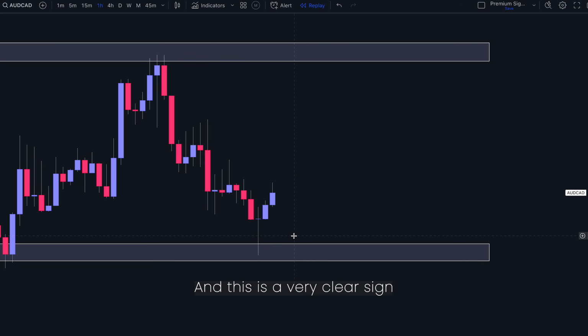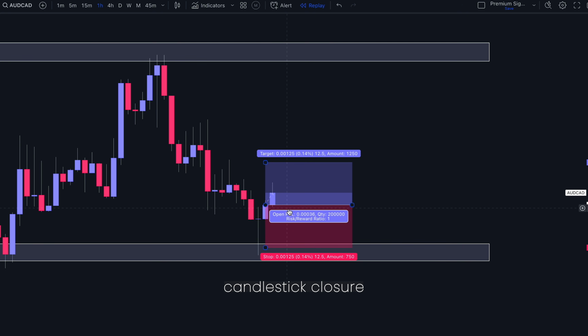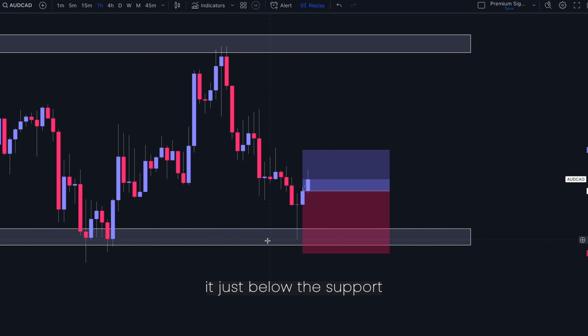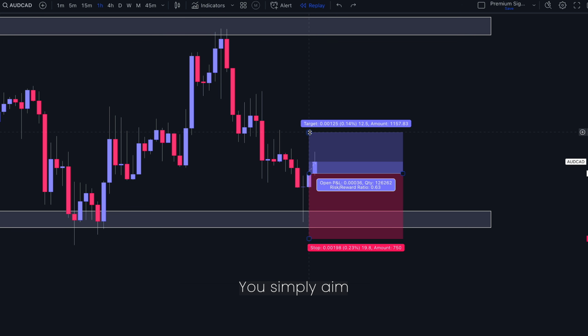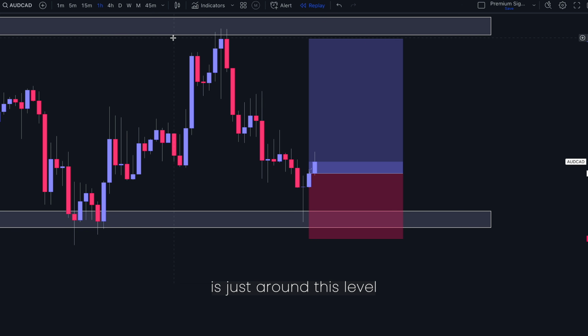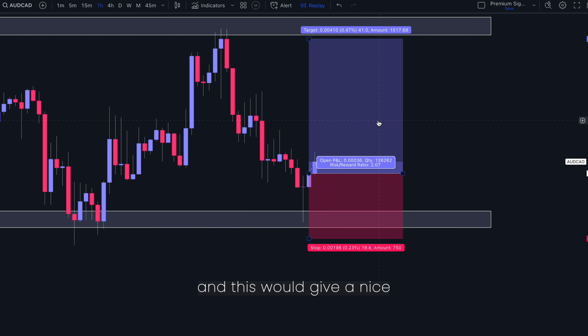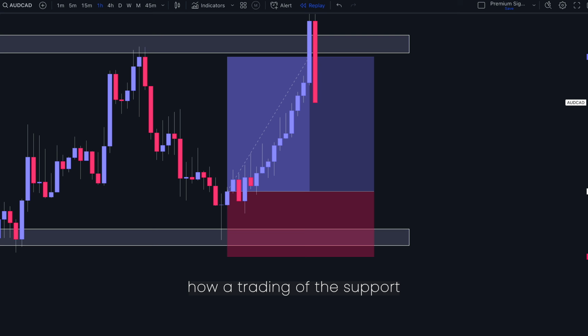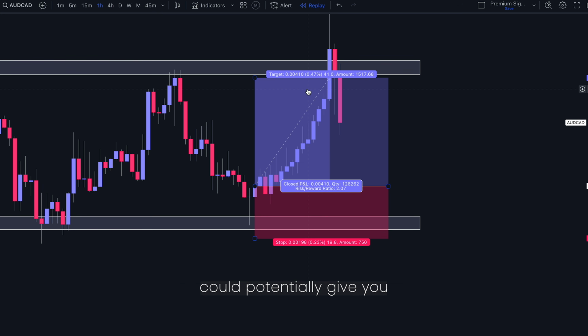And this is a very clear sign suggesting that the bulls are taking over, so we can enter on this candlestick closure over here. So now for the stop loss, we will go ahead and place it just below the support, and for your profit target, you simply aim for the resistance. So I will go ahead and basically set it just around this level, and this would give a nice 1:2 risk to reward ratio once more. And once again, this would be a very great example of how trading off the support level could potentially give you a profit of 41 pips.